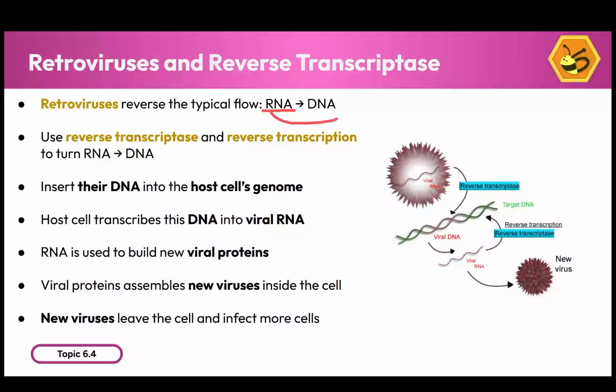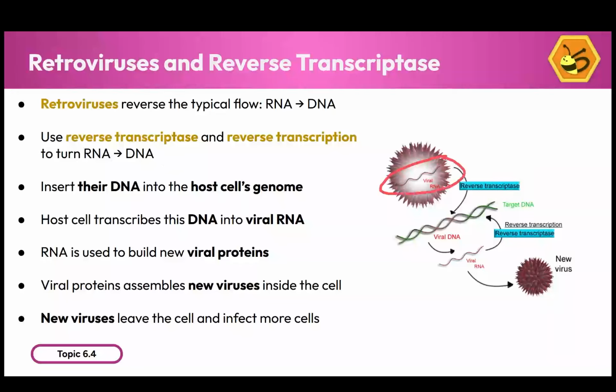So retroviruses reverse the typical flow. They turn RNA to DNA. Normally, cells turn DNA to RNA. Retroviruses turn RNA into DNA. So here are the steps. First of all, retroviruses use reverse transcriptase, which is an enzyme that catalyzes reverse transcription. Basically, reverse transcriptase and reverse transcription turn RNA to DNA. That's all you need to know. Reverse transcription is the process by which RNA is turned into DNA. And now here's where retroviruses get tricky. Retroviruses insert their DNA into the host cell's genome.